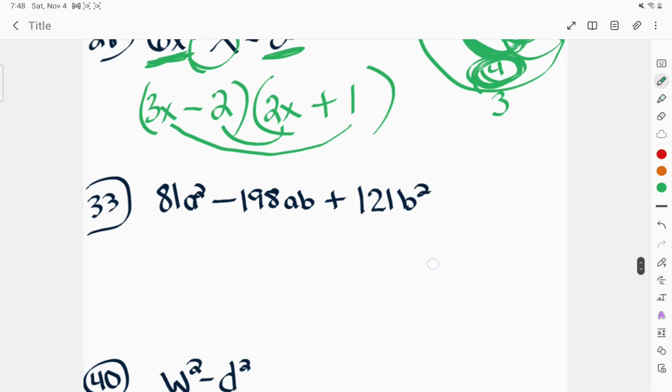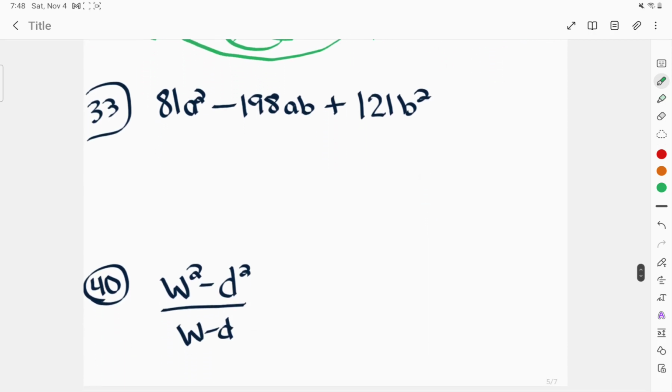Okay. So number 33. And then I will start 40, but I will not finish it. Okay, so I'm doing number 33 only because it's big numbers. But it is very, very simple. So my factors of 81 are several. But I do know that 9 times 9 is 81, and 11 times 11 is 121.